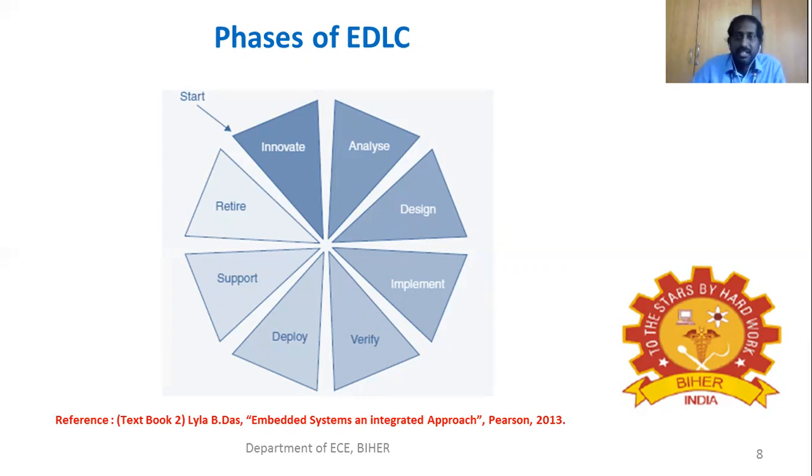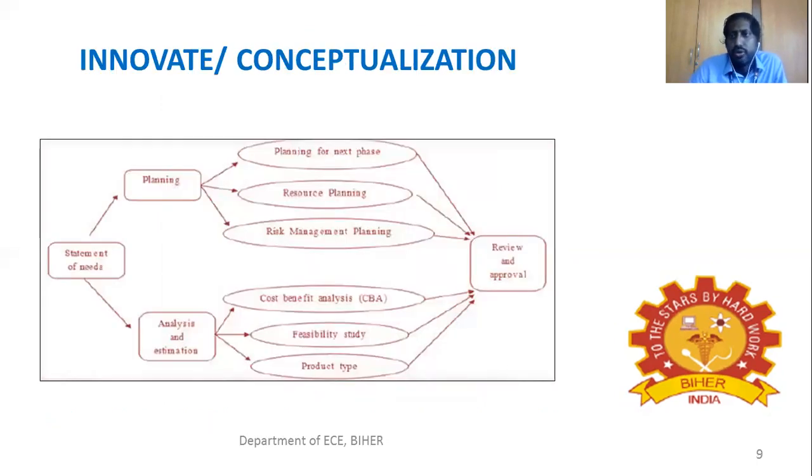So this is the cycle, different phases of EDLC. So these are the different phases from innovate to retire. So innovate or conceptualization, you need to assume the requirement as a concept. So the first step is statement of needs, that is requirement. We are getting the requirement from the end user, or we are getting the requirement from the companies. We are working for that.